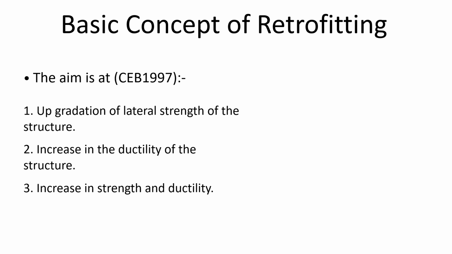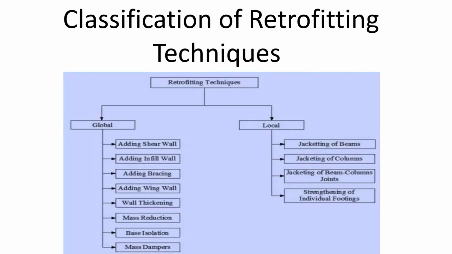Basic concept of retrofitting. The aim is, as per CEB 1997: first is upgradation of lateral strength of the structure; second is increase in the ductility of the structure; and the third is increase in both the strength and ductility.